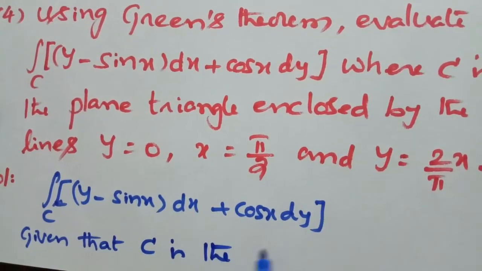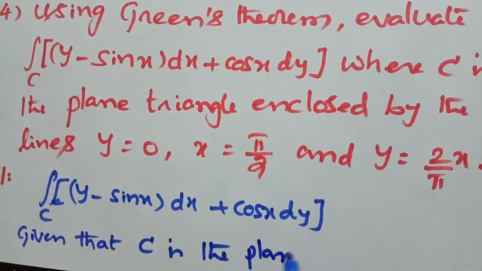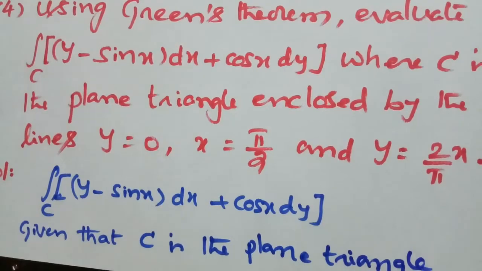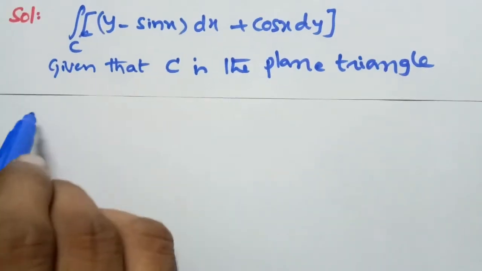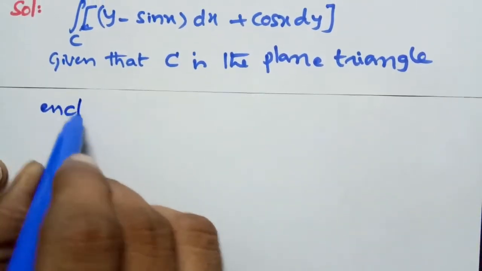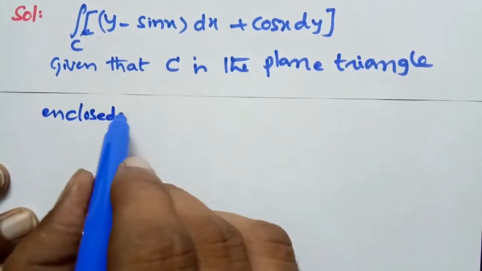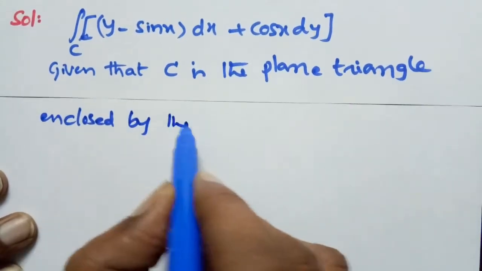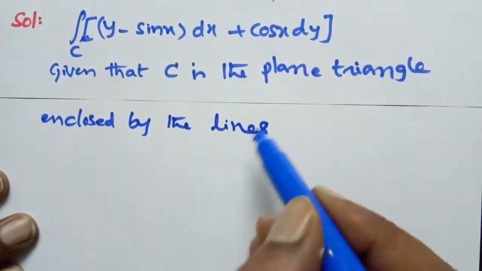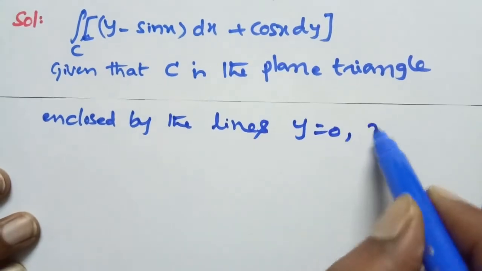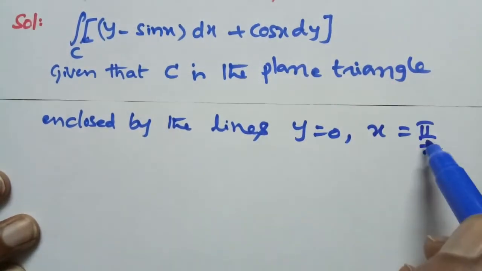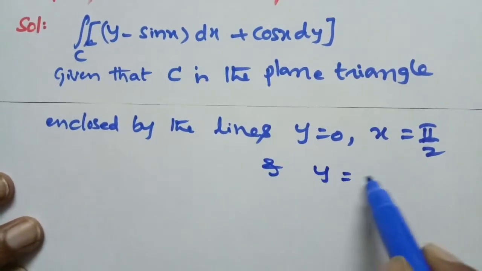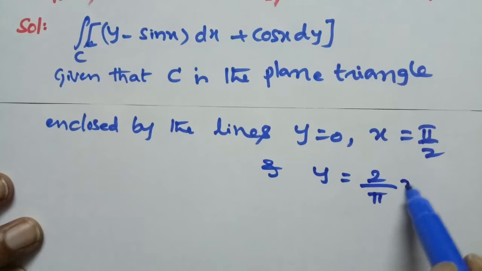Given that C is the plane triangle enclosed by the lines y equal to 0, x equal to pi by 2 and y is equal to 2 by pi x.